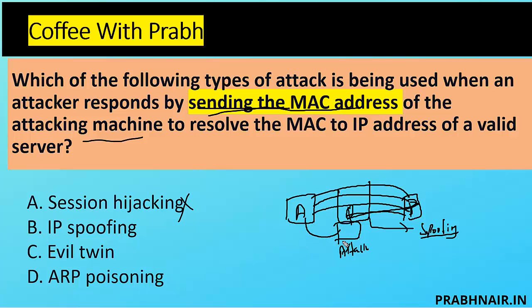IP spoofing is where the attacker spoofs A's IP. They say, hey, I am A only, please send me the rest of the communication on my system. That is also not happening. Evil twin is on Wi-Fi, so that is already gone. So the only option left is ARP spoofing.